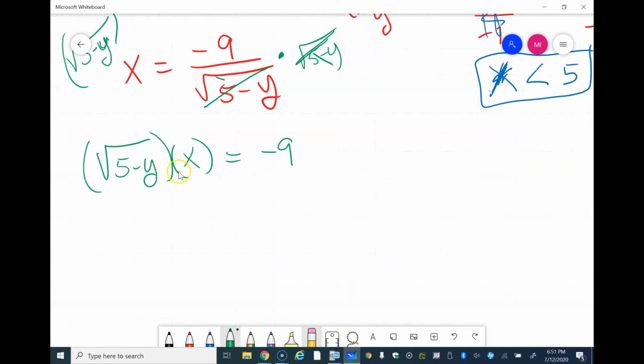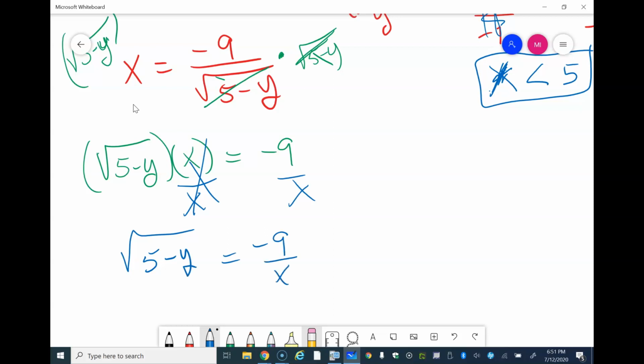Because these are being multiplied together, if I'm trying to solve for y again, I want to get this y by itself, so I have to remove this x. If these are being multiplied together, I'm going to do the opposite, which is division. So divide by x, divide by x, that way these cancel out. Over here, we're just left with the square root of 5 minus y is equal to negative 9 over x.